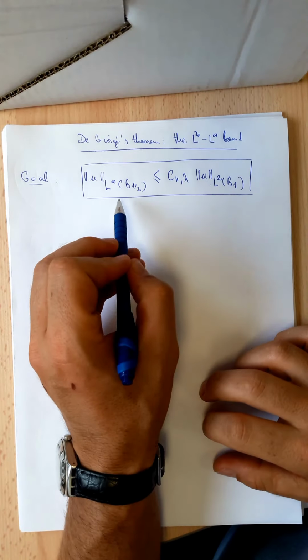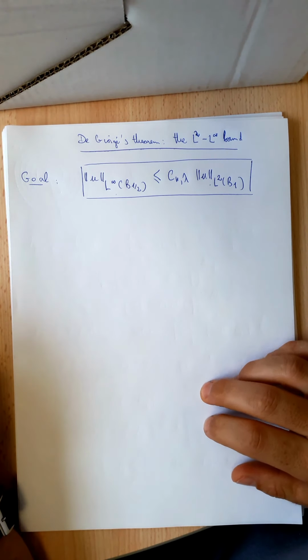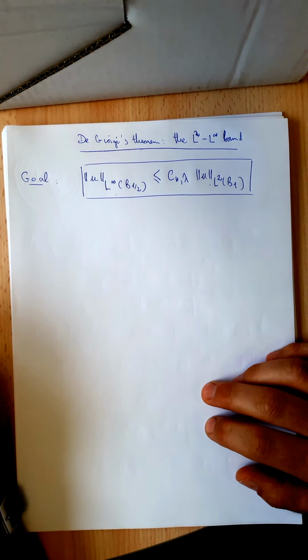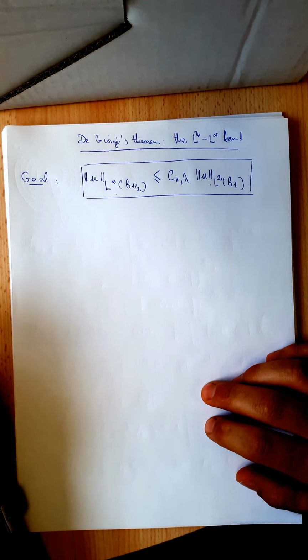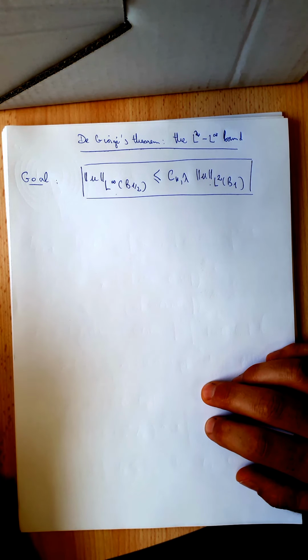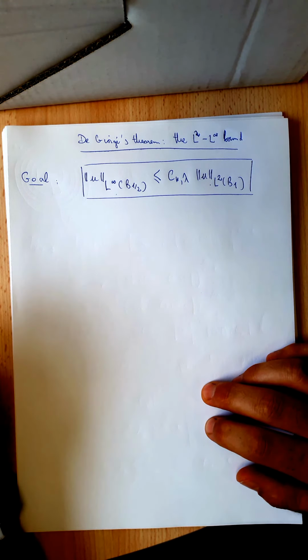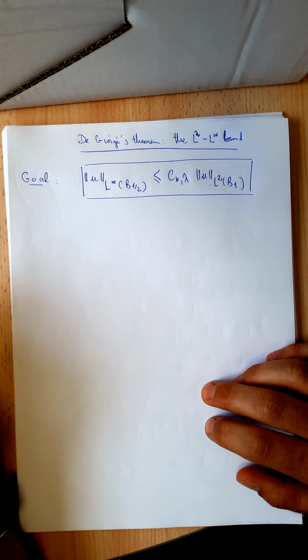So here we're going to prove the first step of De Giorgi's theorem, that is the L2 to L infinity bound on solutions of elliptic equations in divergence form with bounded measurable coefficients. All right, so in order to do this, we're going to mimic the proof that we saw in the previous video on minimal surfaces.